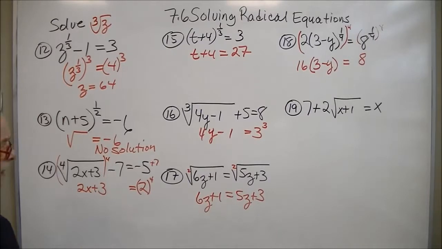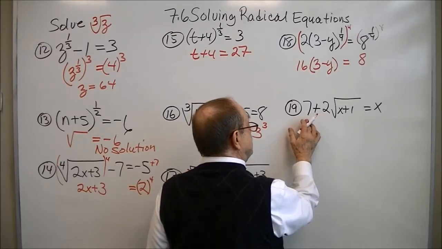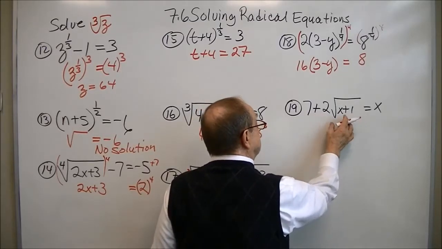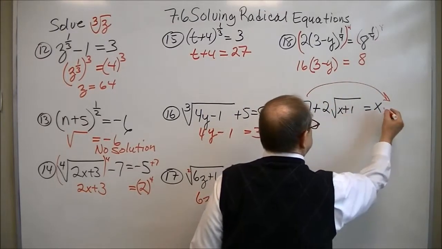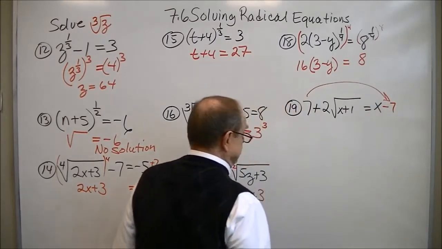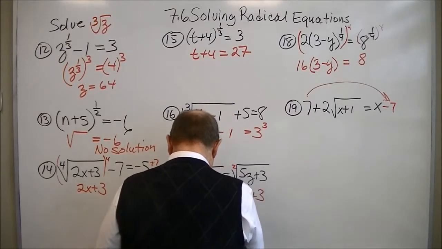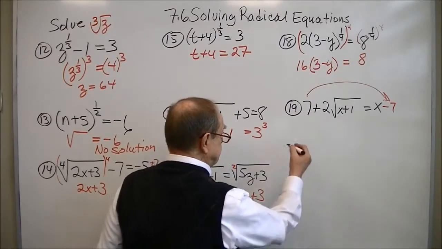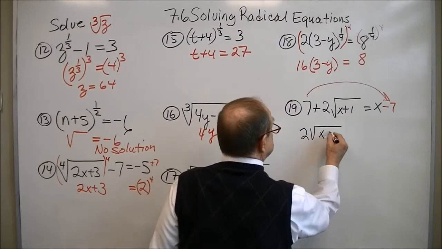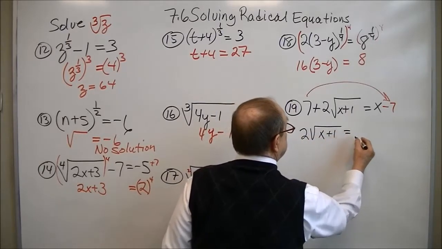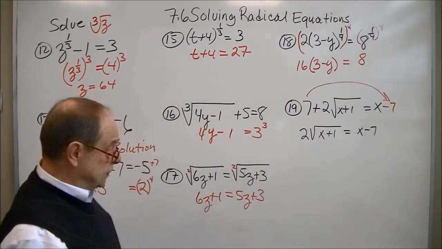For number 19, that's a little tricky too. So again, we want to isolate the radical. So we take our 7, bring it over to the other side, where it becomes a negative 7. So our equation now is, and I'll do this one for you, 2 the square root of x plus 1 equals x minus 7. That was sort of easy.